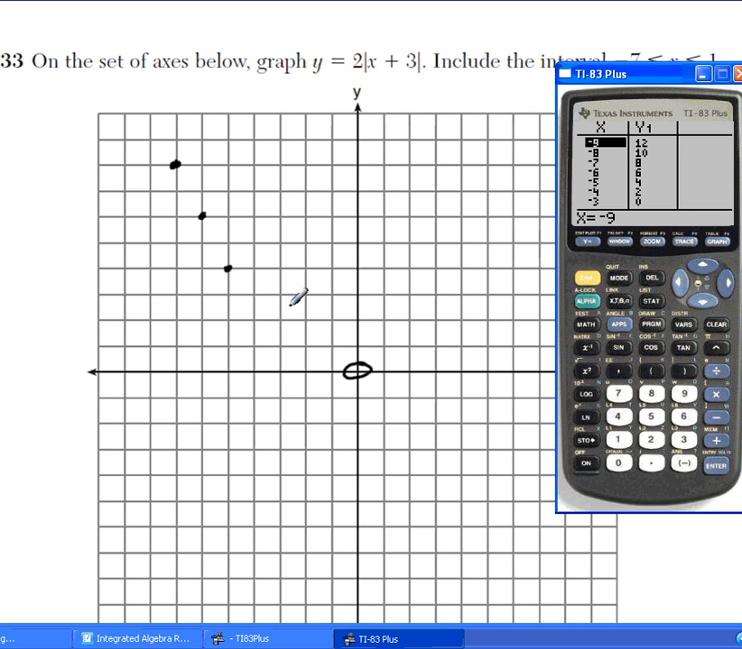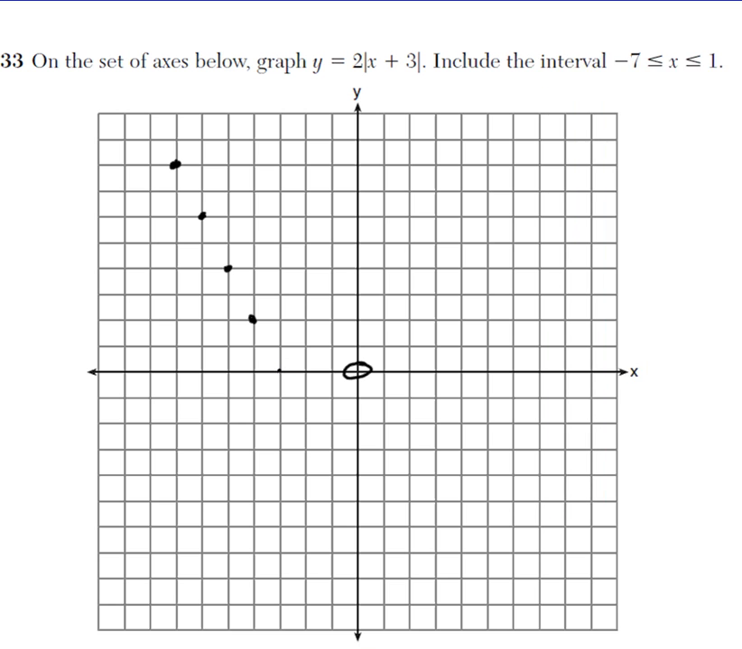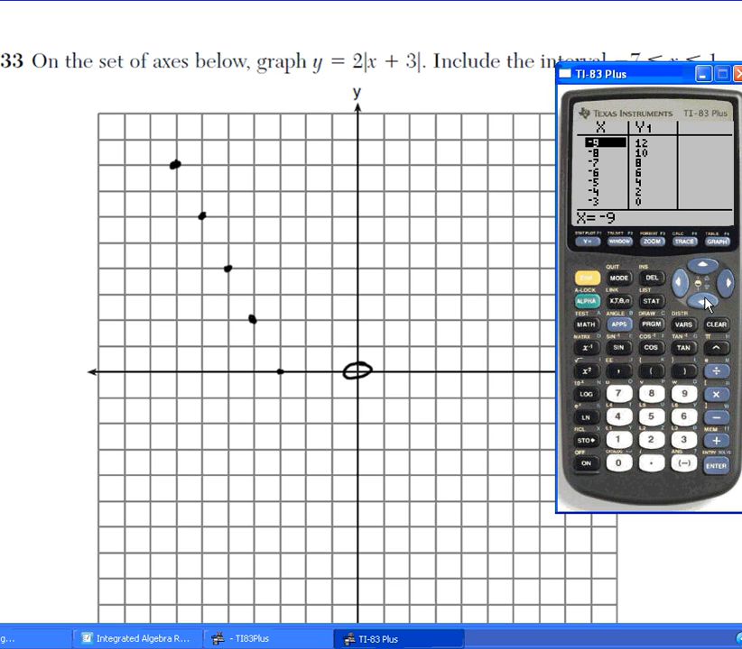That's going to be here. Then we've got negative 4, 2. That's here. Then we've got negative 3, 0. That's here. Negative 2, 2. That's here. And then we've got negative 1, 4.